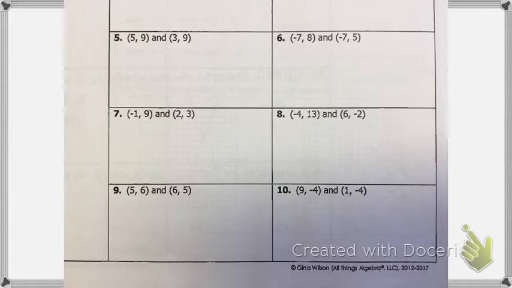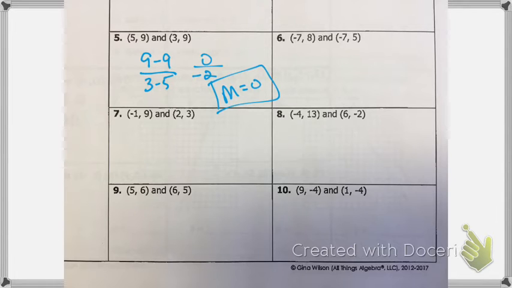So, how did you find the y2 minus y1 for number 5? Okay, 9 minus 9, and then what'd you do for the difference in your x's? 3 minus 5, but did you notice it didn't matter what it was because 0 divided by anything is a slope of 0.